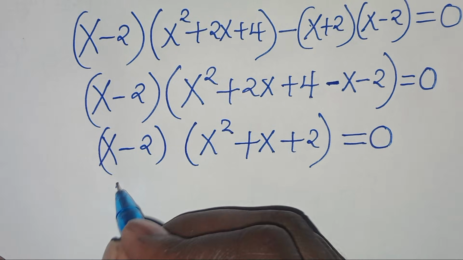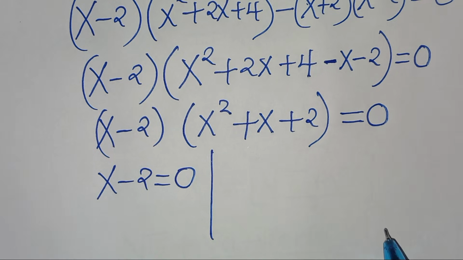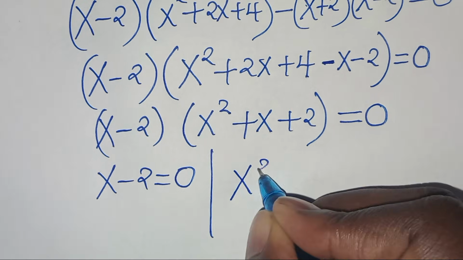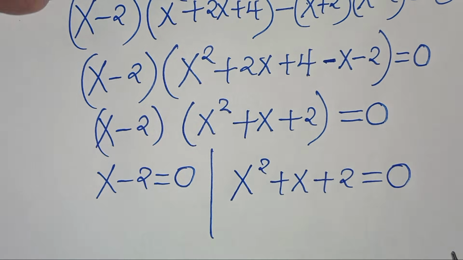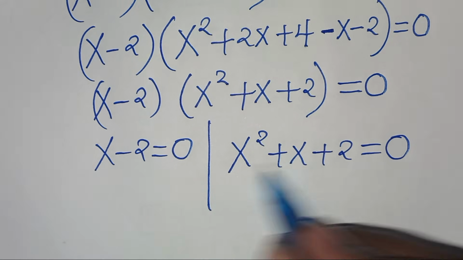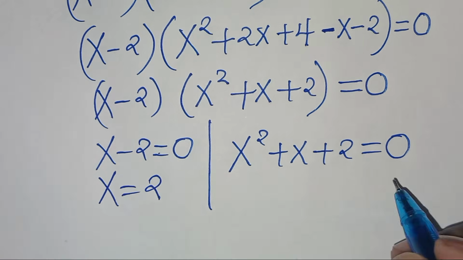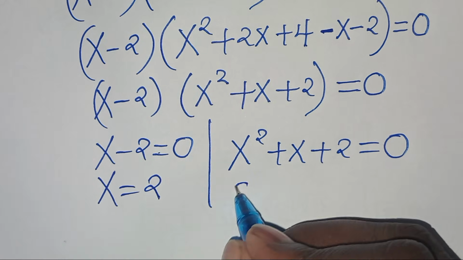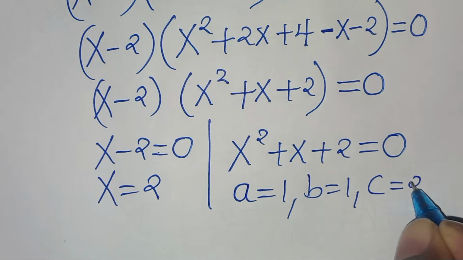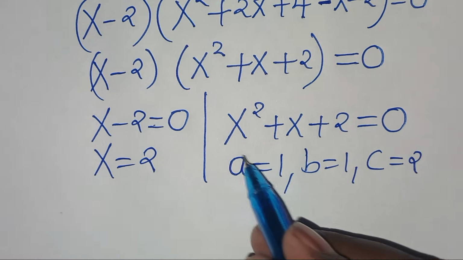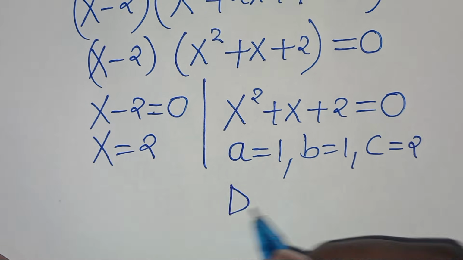Now, we have that x minus 2 is equal to 0. Then we have x to the power of 2 plus x plus 2 is equal to 0. So this is a quadratic equation. Now from the first part here, x is equal to 2. Now the quadratic equation here, we have that a is equal to 1, b is equal to 1, and c is equal to 2. So let's assess the nature of the root of this quadratic equation. That is by determining the discriminant value.